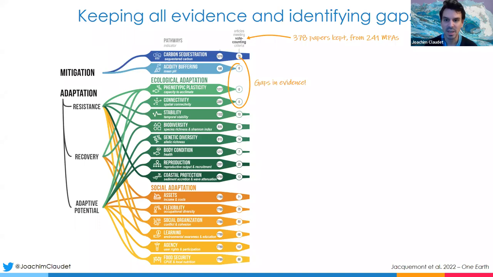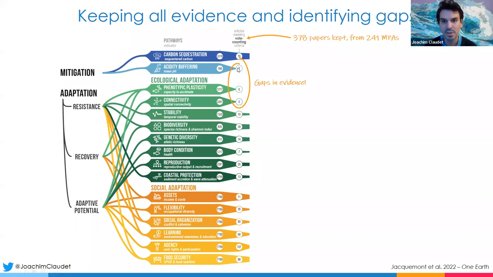So for the vote counting, we were able to keep a very limited amount of paper compared to the number of papers that were screened. So we kept 378 papers from more than 240 MPAs. And first, what we can see from here is that there are gaps in evidence.